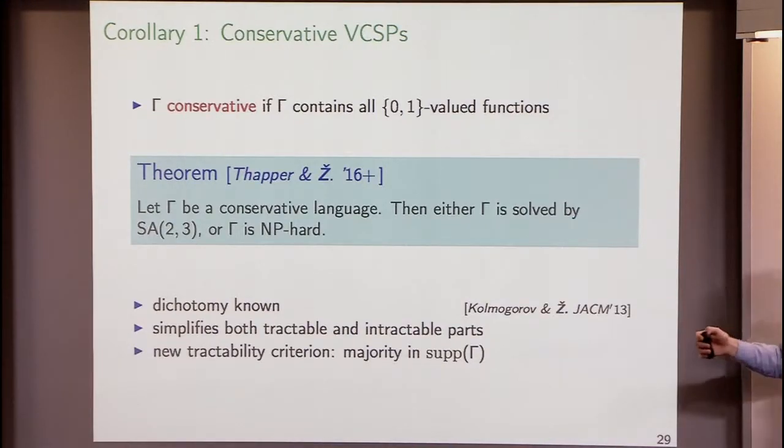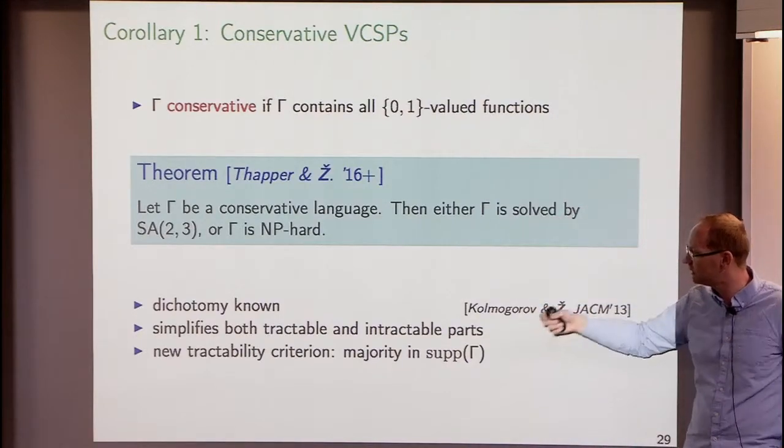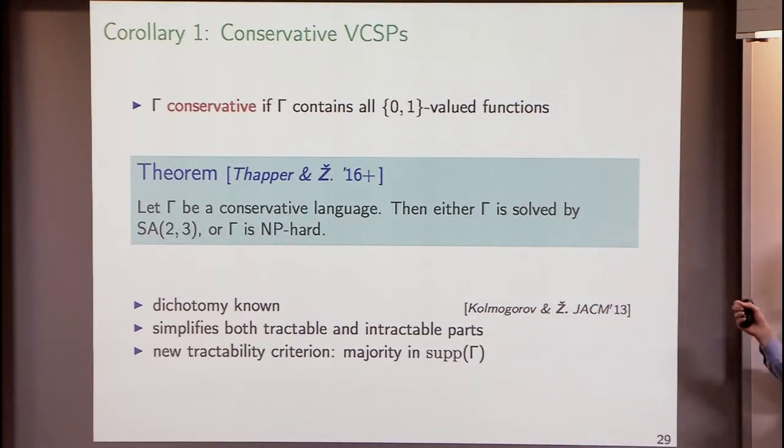And it also gives, it's not stated here this way, but as a corollary of this theorem, you get that the tractability criterion for this dichotomy is different than it was before. There's a majority operation in the support, which is very simple. The previous one was, well, ask me after the talk if you want to know.